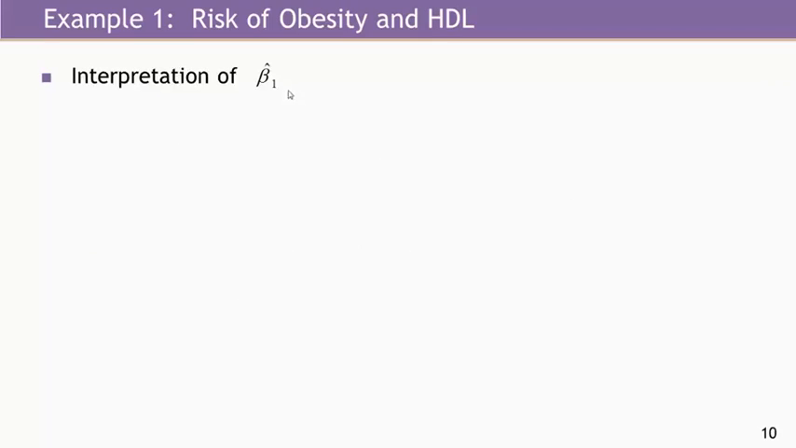So how can we interpret this slope of negative 0.033? Well, to start, it shows that, at least based on the sample data, the association between the log odds of obesity and HDL cholesterol level is negative, indicating higher HDL is associated with lower log odds, hence lower risk. But let's interpret this slope.